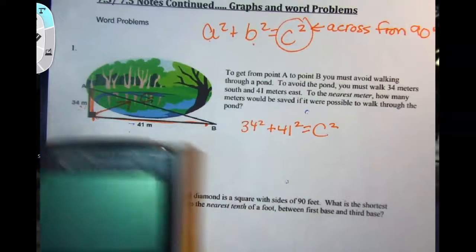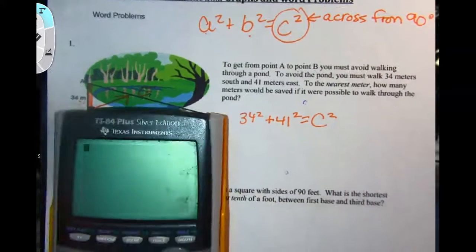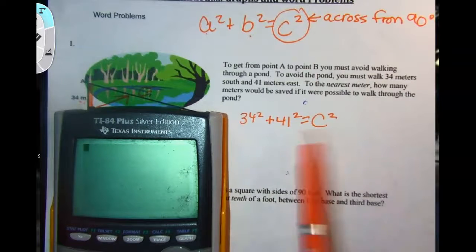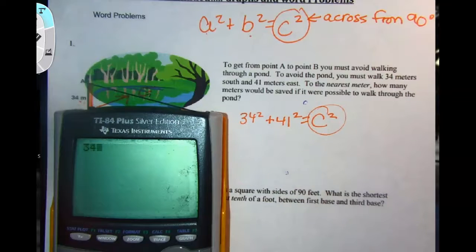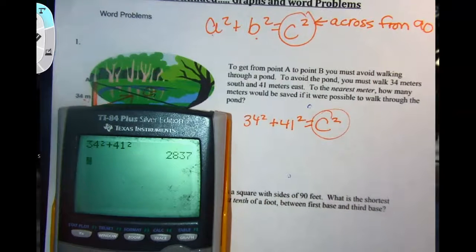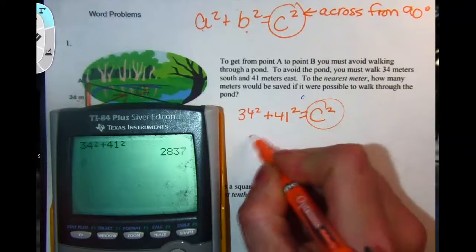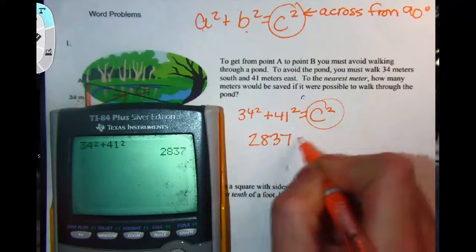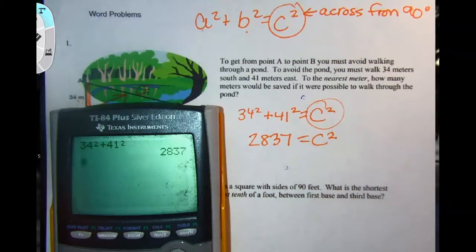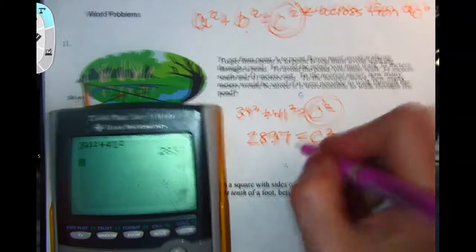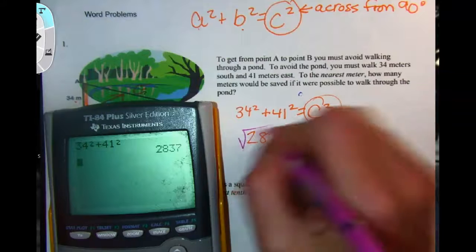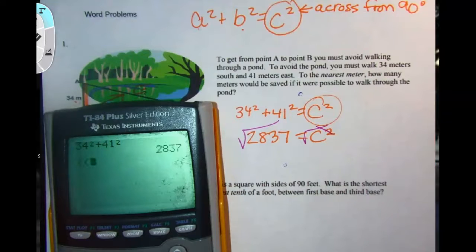So this is actually from example 1 of the very first day of notes. When we're looking for the hypotenuse, it's only 2 steps we need to do. So 34 squared plus 41 squared. We can put all that in our calculator and we get 2,837 equals c squared. And then our next step is just to take the square root of both sides. Take the square root of 2837.